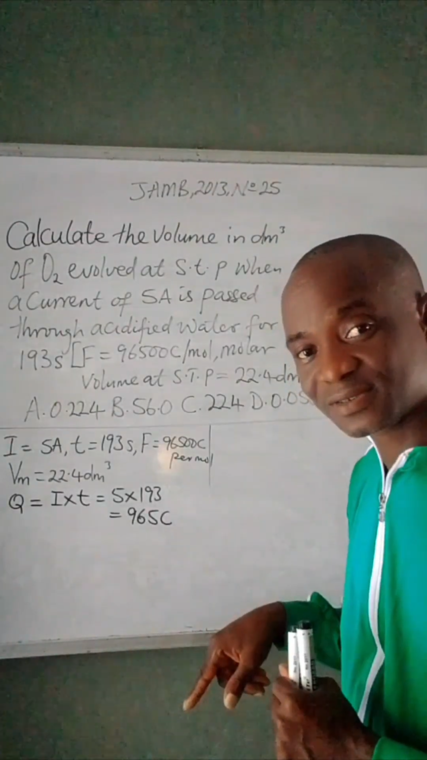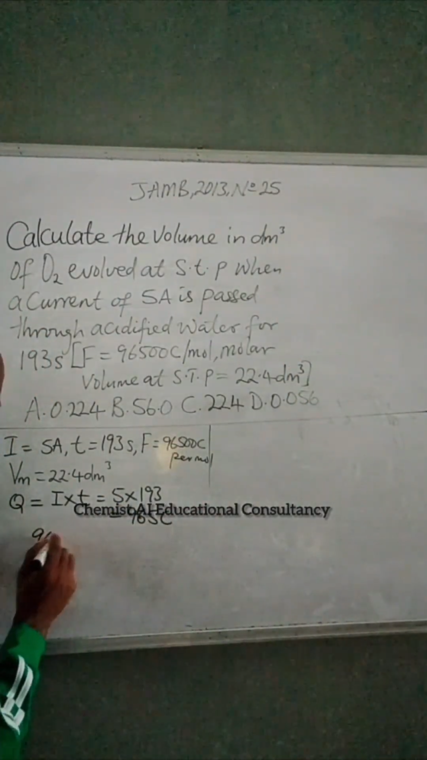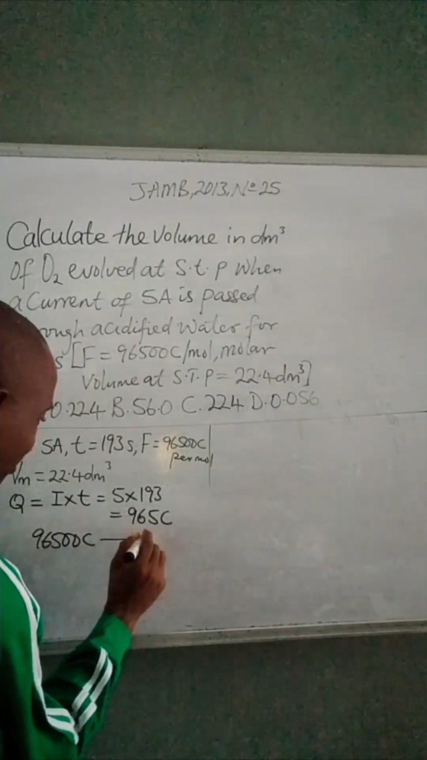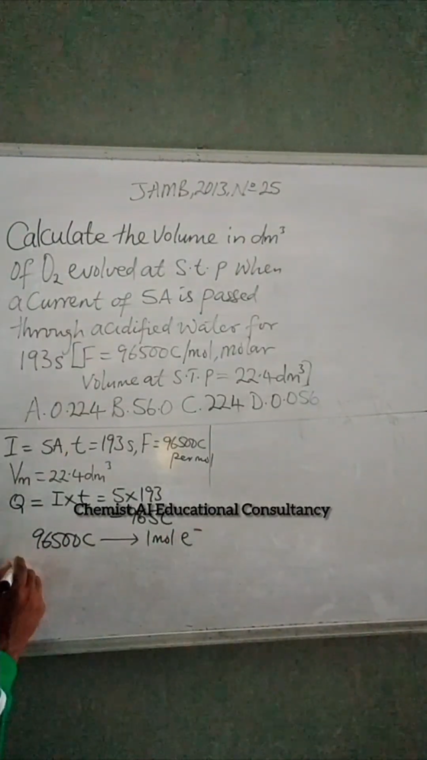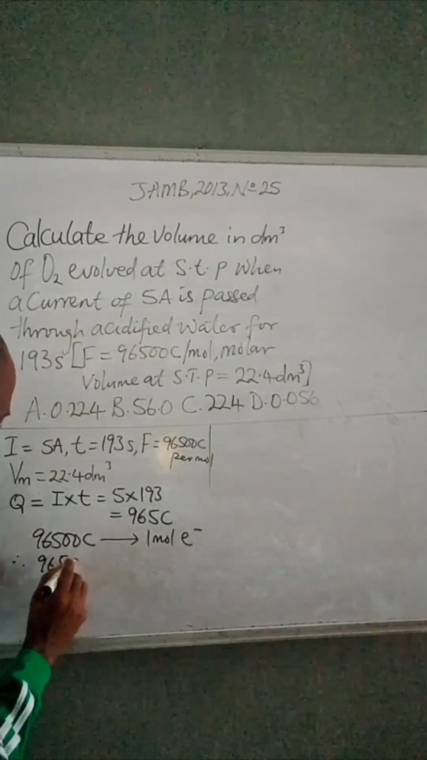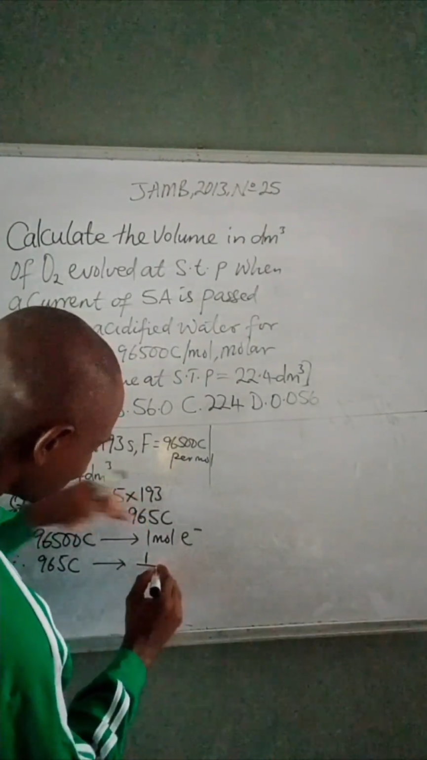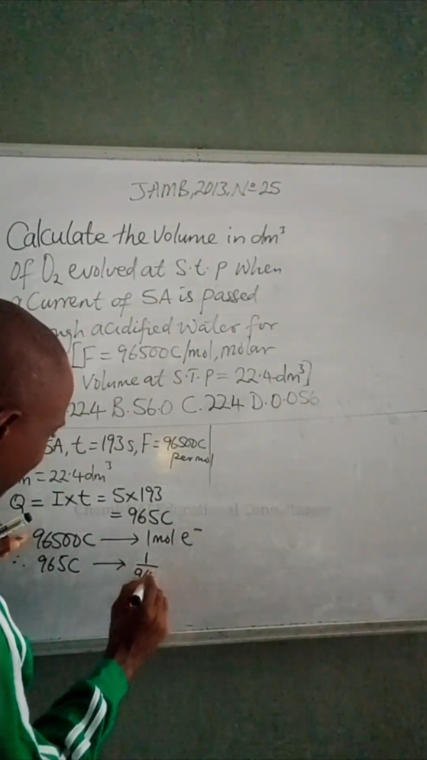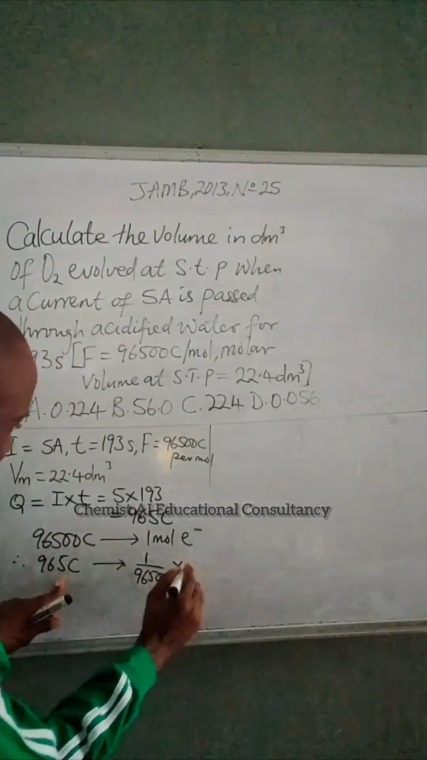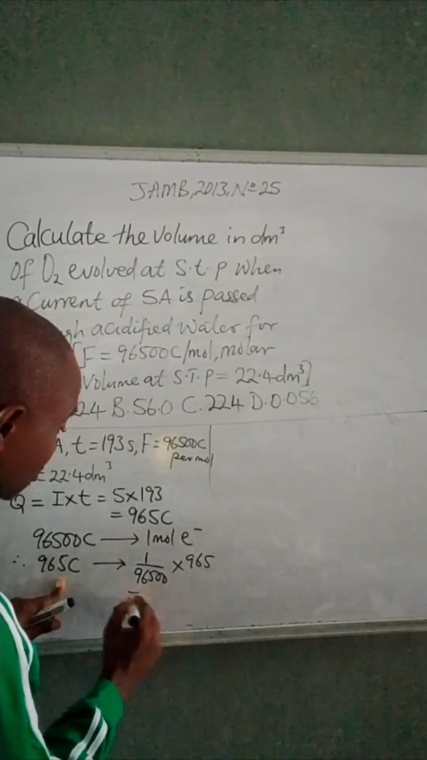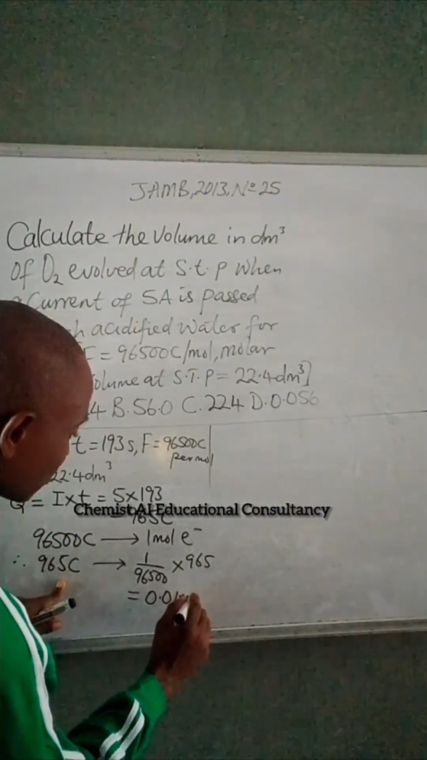Let us find it out by stating that 96,500 coulombs liberates 1 mole of electron. Therefore, 965 coulombs would liberate how many moles? You express it in proportion, 1 over 96,500 times 965. You are going to get 0.01 mole of electron.